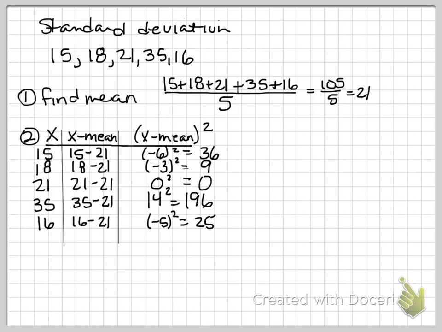Now what we're going to do is take all of these numbers right here that we've squared, all these numbers right here, and add them together. So 36, 9, 0, 196, and 25. So using my calculator, 36 plus 9 plus 196 plus 25 gives me 266.